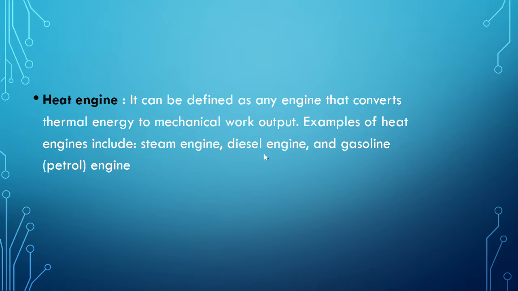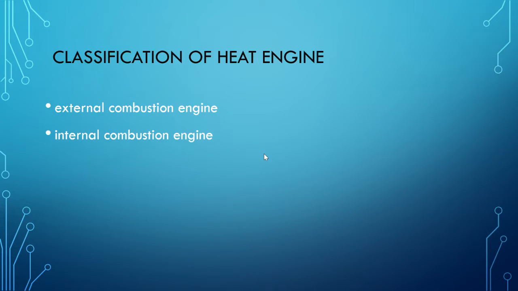Examples of heat engines include the steam engine, which was used many years ago, and these days all locomotives, the diesel engine, and the gasoline or petrol engines, and more. Heat engines are classified into two forms: the external combustion engine and the internal combustion engine. What does external combustion engine mean? The combustion takes place outside the cylinder, whereas the internal combustion engine, the IC engine for short, has a cylinder where the combustion takes place inside.